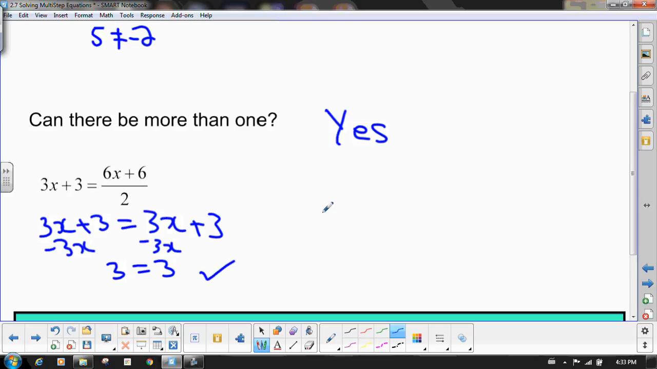Yes. So this is what we call infinite solutions. Because no matter what value of x we pick, it's always going to be true. This will happen when you have the exact same thing on the left and on the right.